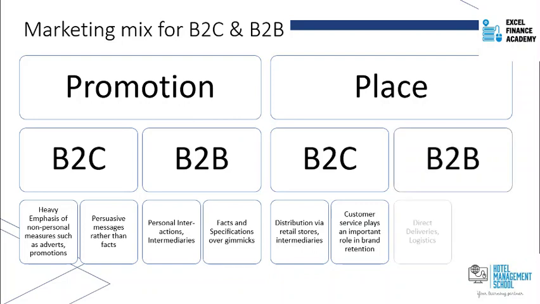But B2B doesn't work in that way. Mostly direct deliveries, with fewer intermediaries. It's not that there is no intermediary, because factories sometimes don't want to go and sell directly. They have intermediaries, wholesalers, but fewer deliveries. And efficiency matters. Speed of delivery matters because it's business to business.